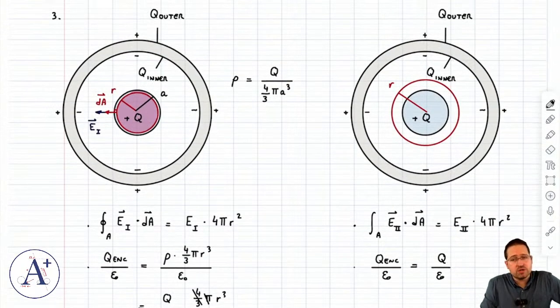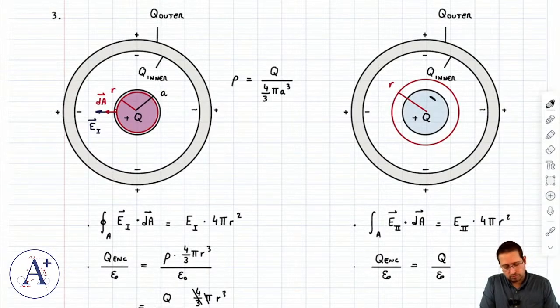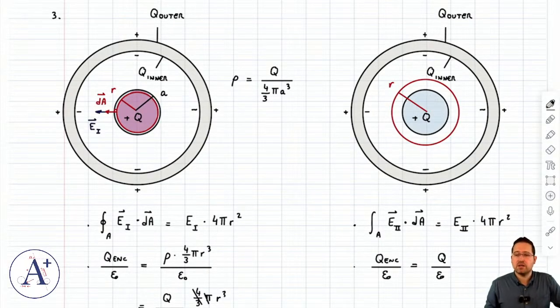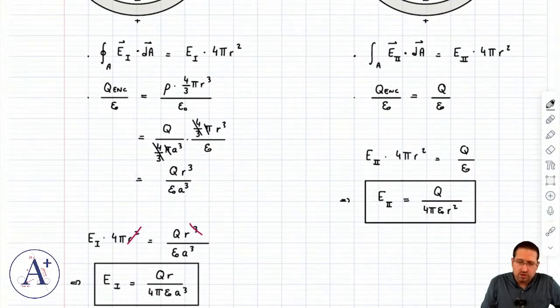But once you're in region 2, this thing here looks like a point charge. It's not a point charge, I get it, but it has the same symmetry. It has a certain amount of charge Q. So there's no reason why it should create an electric field any different than that of a point charge. So that's why you get E2 is Q over 4 pi epsilon naught r squared.